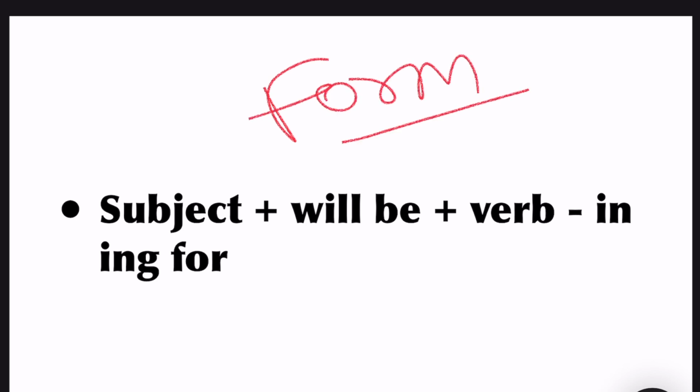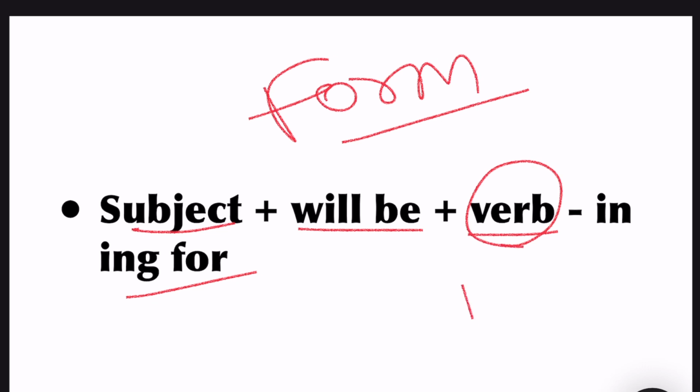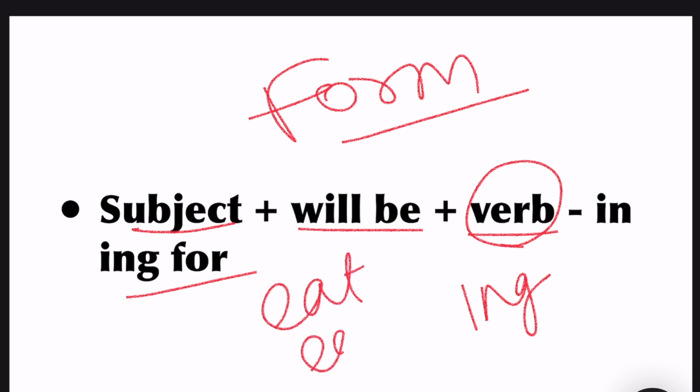How to form the tense? Subject plus will be plus verb in the ing form. The verb which we are using should be in ing form. If you use the verb eat, it should be in the form of eating.